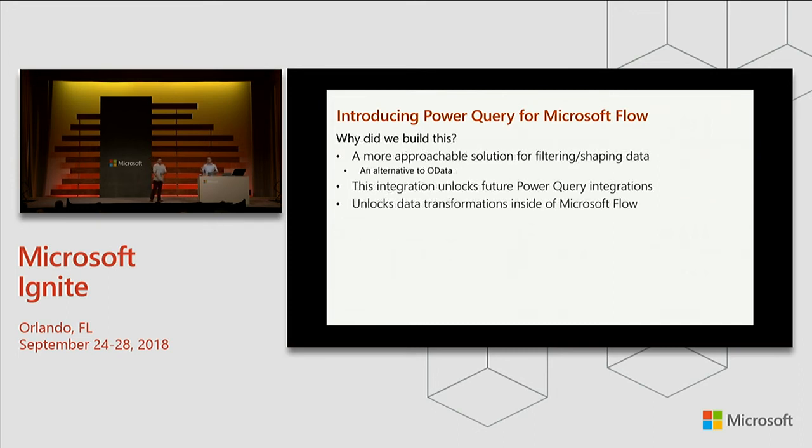So why did we build this? Number one, we wanted a more approachable solution for filtering and shaping data. And this is really an alternative to OData. So we've had some of our users who haven't been big fans of OData. It can be a little bit gnarly at times in terms of understanding the correct syntax. So this is a much more approachable way of filtering out data. This unlocks future Power Query integration. So I'd love to hear from you if there's other ways that you could envision using Flow with Power Query so that we can actually unlock those use cases.